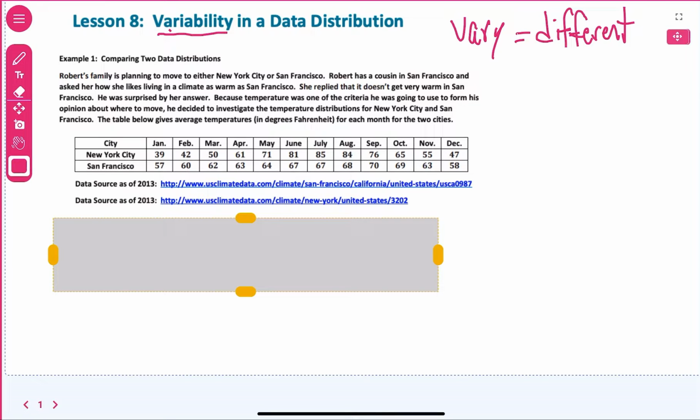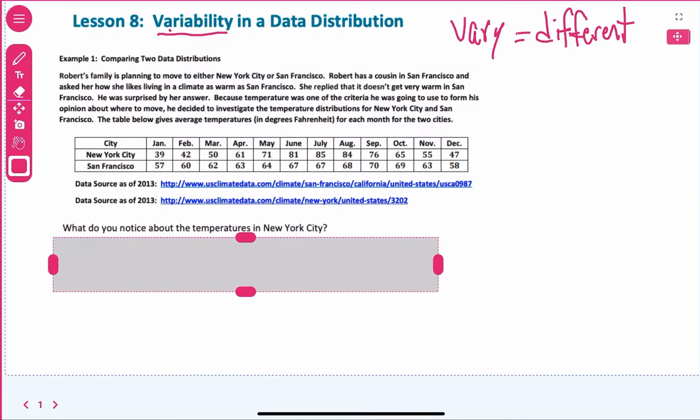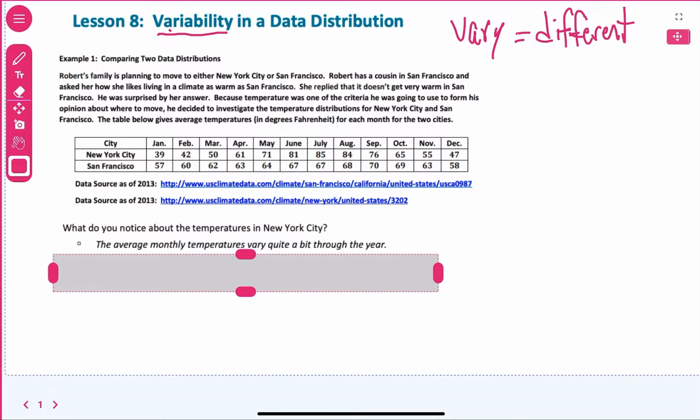The table below gives average temperatures in Fahrenheit for each month of the two cities. So this is Fahrenheit now. All right, and then there it is. So, what do you notice about the temperatures of New York City? Well, the average monthly temperatures vary quite a bit through the year. We have a 39 here. We got an 85 here. That's quite a bit of difference.